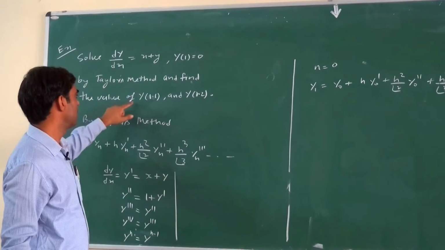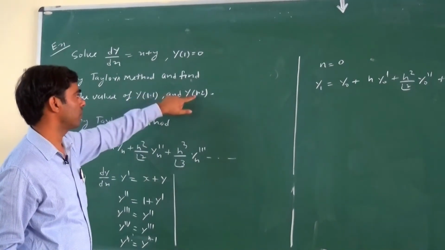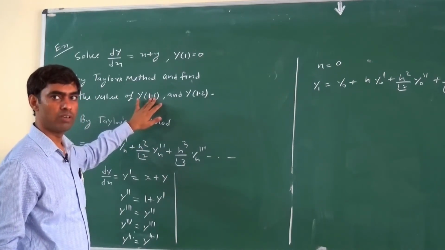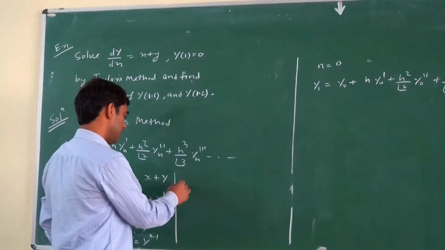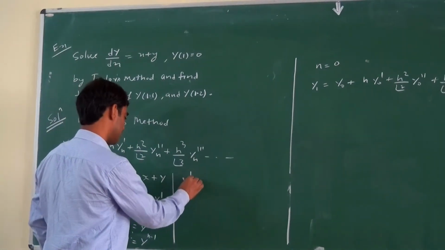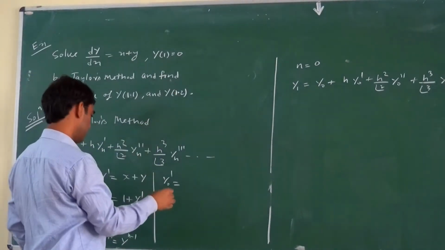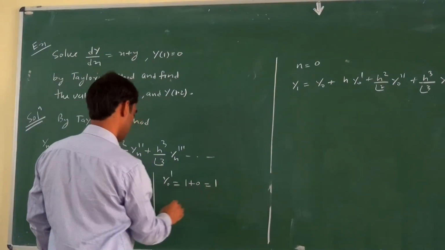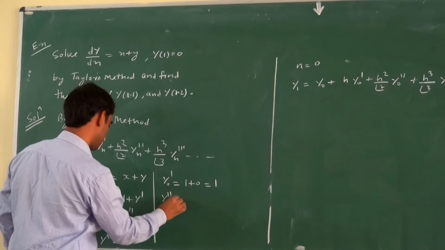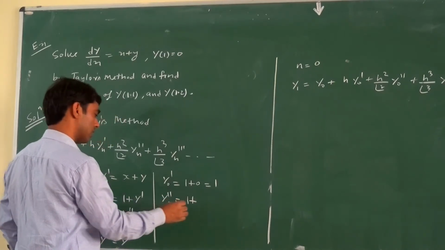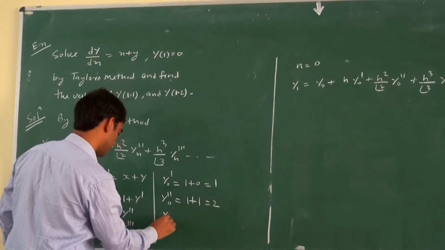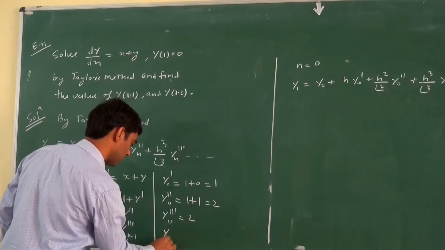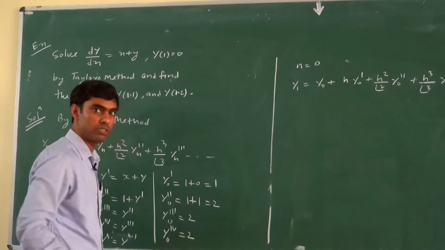And here we need to find the values at 1.1 and 1.2, so we consider h equals 0.1. What is the value of y0 dash? x equal 1 plus 0, this becomes 1. y0 double dash equal 1 plus y0 dash, so it is 2. y0 triple dash is 2, and y0 fourth dash is also 2.